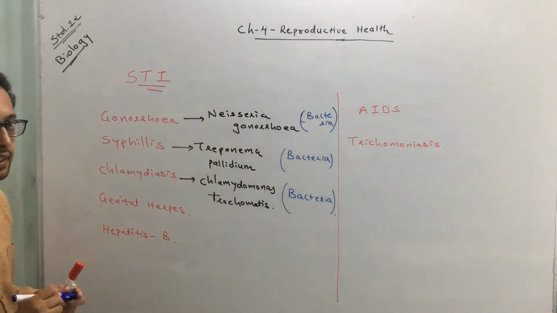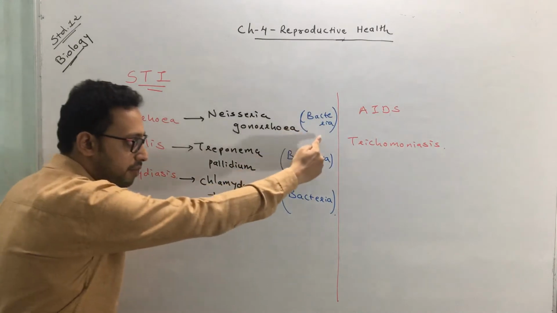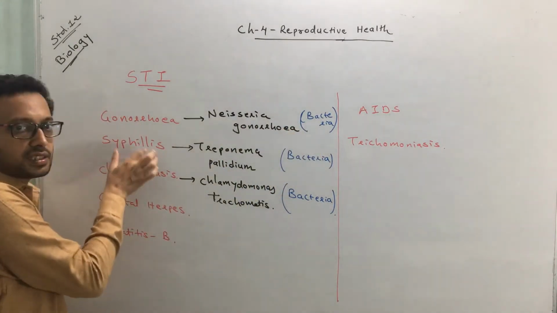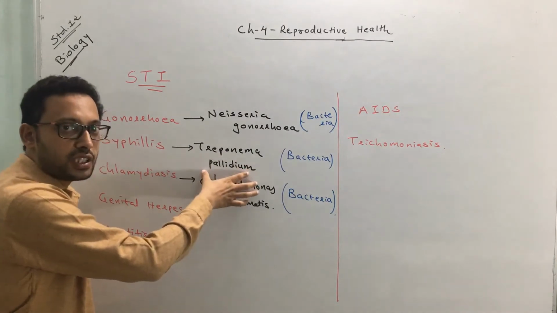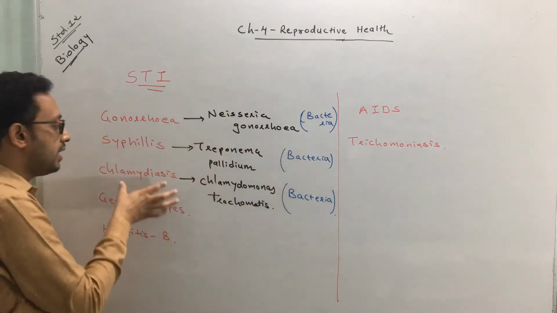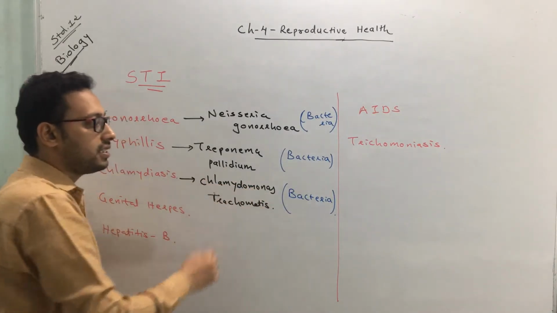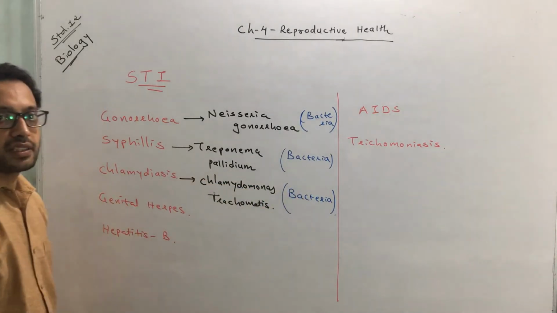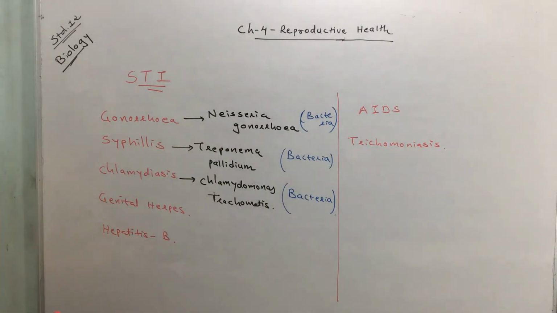Clear? Again, repeat: gonorrhea is caused by Neisseria gonorrhoeae, a type of bacteria. Syphilis is an infection caused by Treponema pallidum, a spirochete, a type of bacteria. Chlamydiasis is caused by Chlamydia trachomatis, a kind of bacteria. So these three diseases are caused by bacteria.